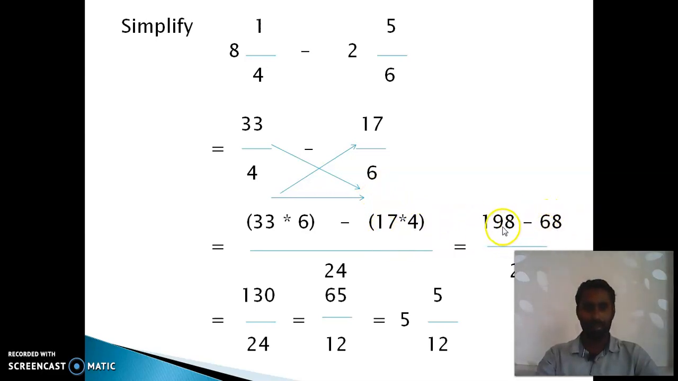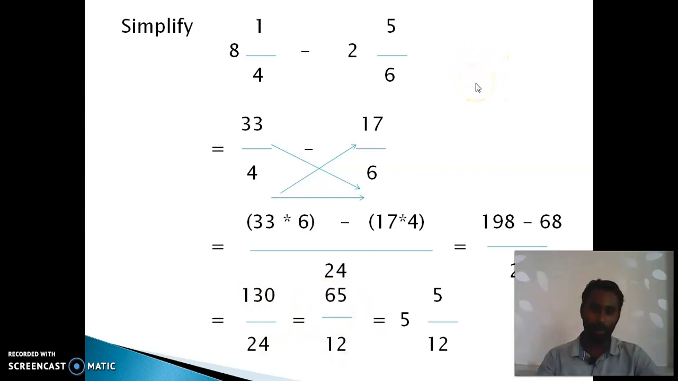So you have to subtract: 198 minus 68, which will give 130. So 130 divided by 24. We have to simplify this further. So the 2 table will divide, right? 12 2s are 24, 65 2s are 130. Further we have to simplify, which means 65 goes inside and 12 outside.